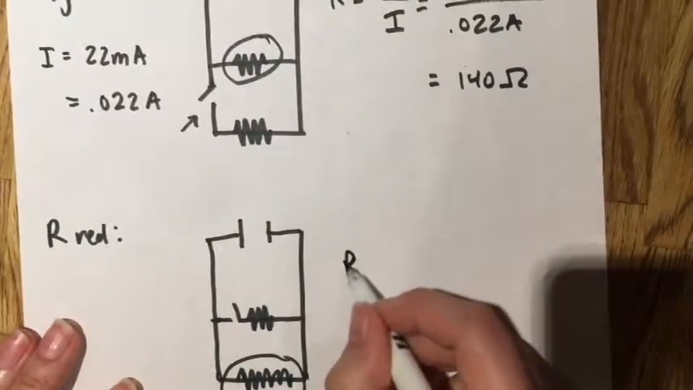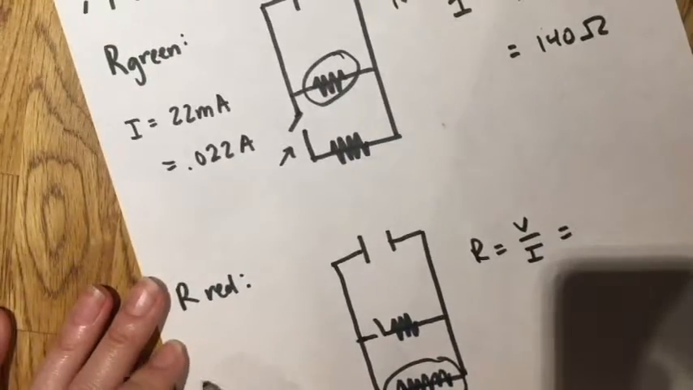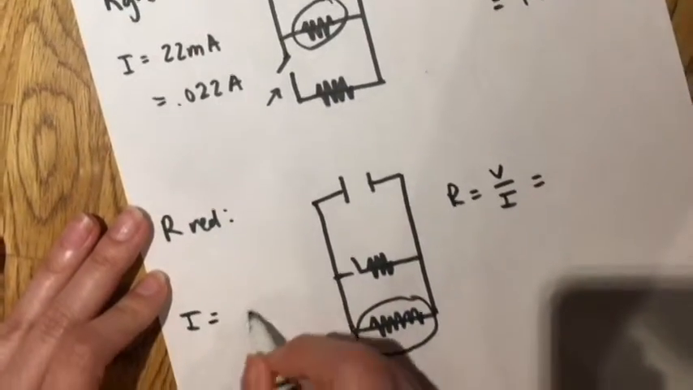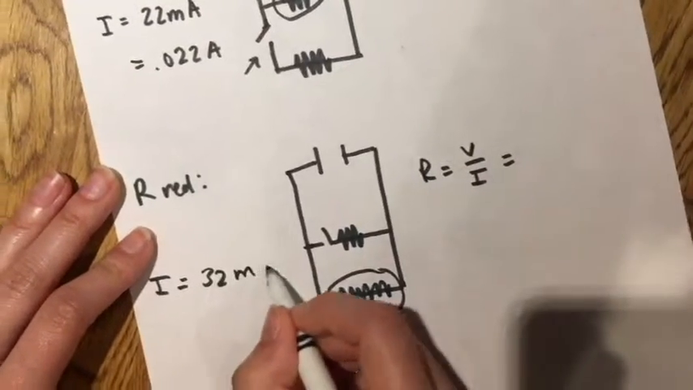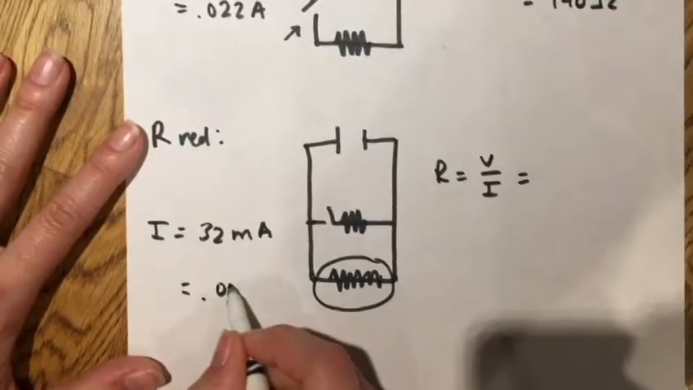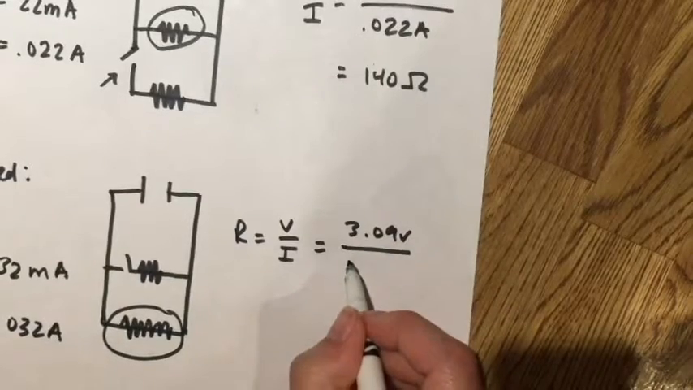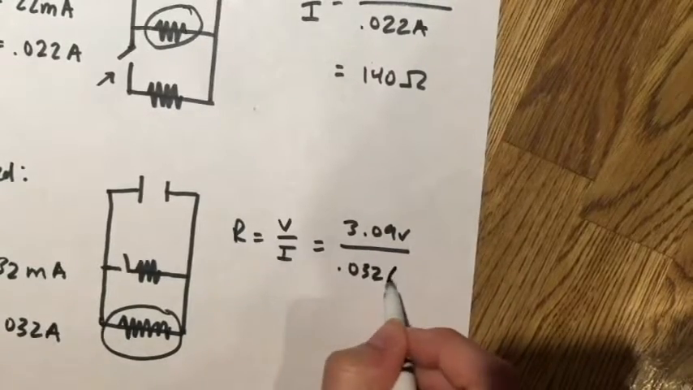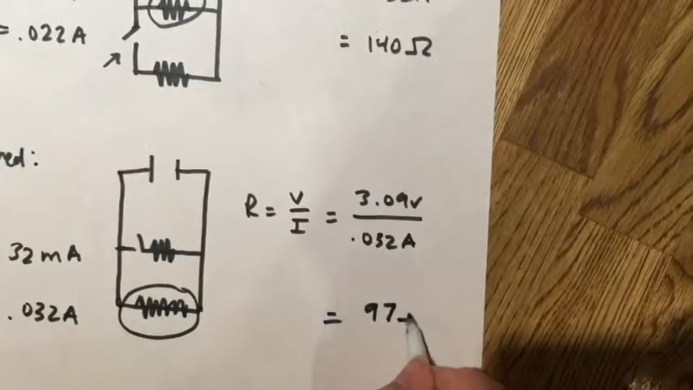Then we're going to do the same thing down here. And for the current, I measured 32 milliamps, which converted to 0.032 amps. So we'll plug both of those numbers back in. And that should end up giving you 97 ohms.